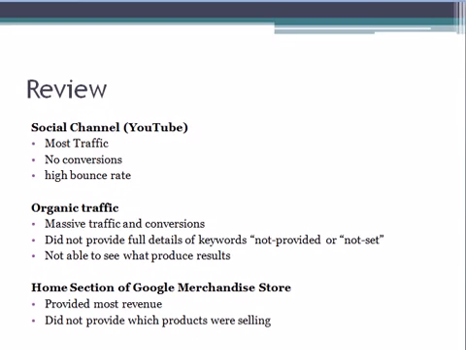Just reviewing everything. The social traffic, YouTube brought in the most traffic, but no conversions, and a high bounce rate. Organic traffic, massive traffic and conversions, but we didn't see which keywords were provided, the top ones that brought in the most sales, so basically we were not able to see what produced results. The home section of Google Merchandise provided the most revenue. However, it didn't provide which products or landing pages people were actually landing on to buy their products. So that was interesting to see too.